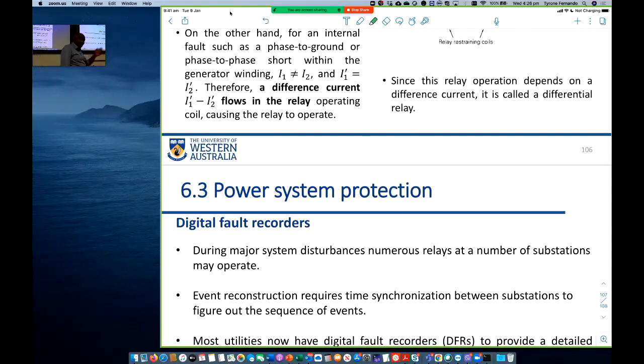And for radial networks, of course, you want to trip the circuit breakers close to the fault first, so the upstream circuit breakers will have a longer time delay, because when you trip those, upstream meaning closer to the source, you tend to lose the entire network. So you want to trip the ones further down the line first.